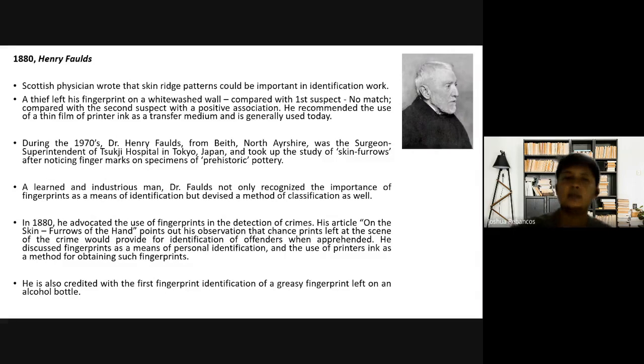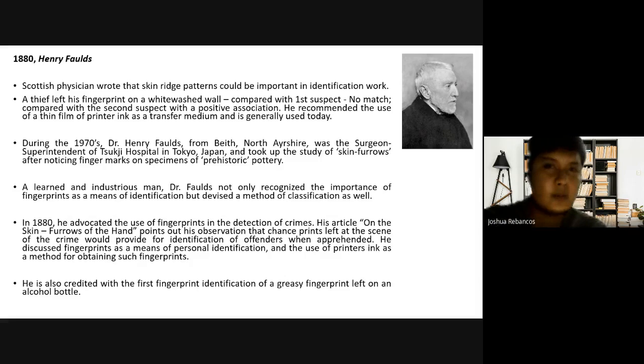Meron naman tayo isa pa na scientista, Henry Faulds. Okay? Henry Faulds, Scottish physician, wrote that the skin-ridge patterns could be important in identification work. A thief left his fingerprint on a whitewashed wall. He compared it with the first suspect, walang match. Compared with the second suspect, with a positive association. He recommended the use of a thin film of printer ink as a transfer medium, and is generally used today.